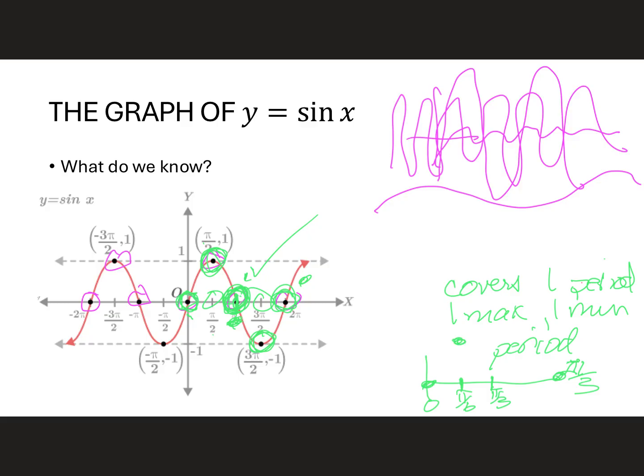And if I go pi over 3 to 2 pi over 3, this will be 3 pi over 6 or pi over 2. And that'll be where the minimum is. And I can use these key points to help me graph. And the secret is really knowing the period and knowing where it starts.